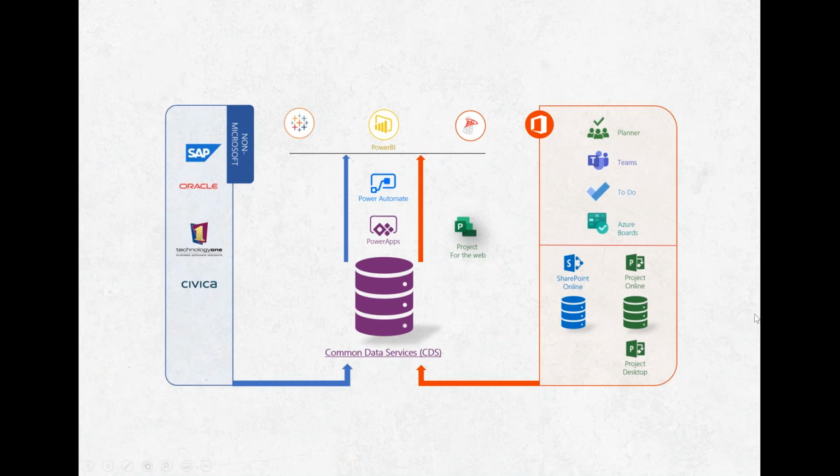So people are familiar, and I'm going to show you this today, with Microsoft Project on the desktop. This is the right hand bottom corner of my diagram, Project on the desktop. That's been available since the late 1980s really. It's your scheduling, Gantt chart application.